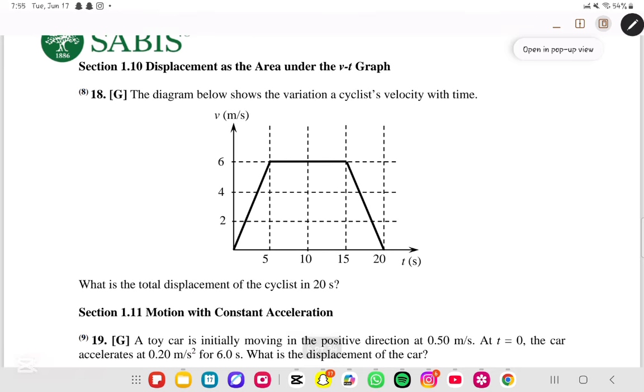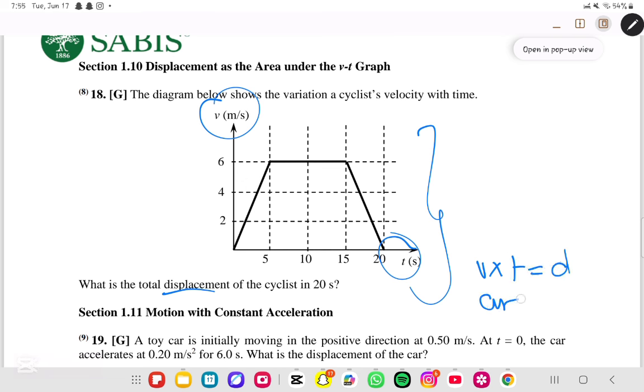What does it say in section 1.10? It says, the diagram below shows the variation of a cyclist's velocity with time. What is the total displacement of the cyclist in 20 seconds? So look, they gave us what? They gave us a velocity-time graph. They want us to find the displacement. Remember, velocity times time is equal to the displacement. So to find the area of the graph, you would have found the displacement. But remember, displacement, we don't denote it with d, we denote it with delta x.